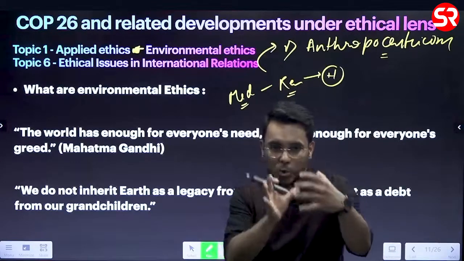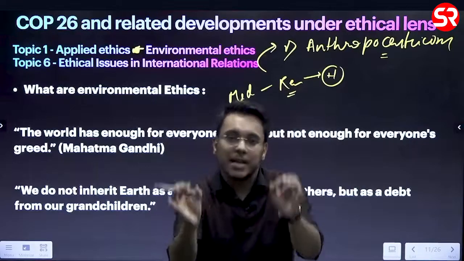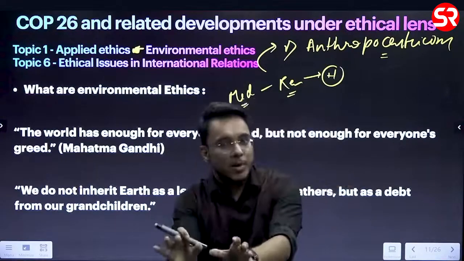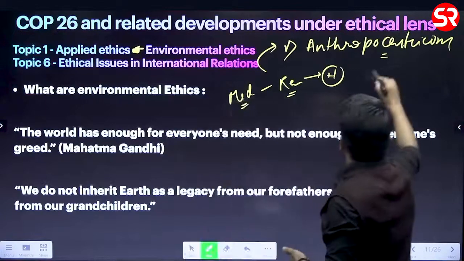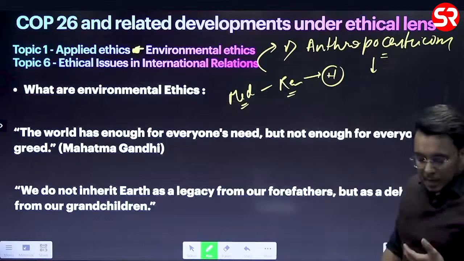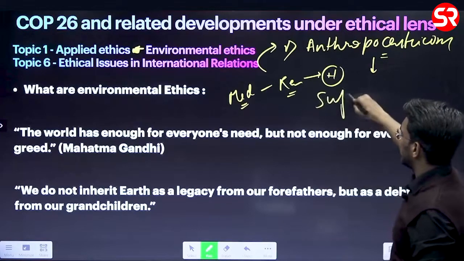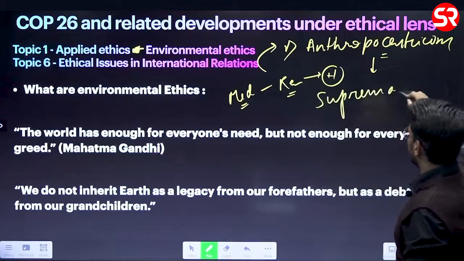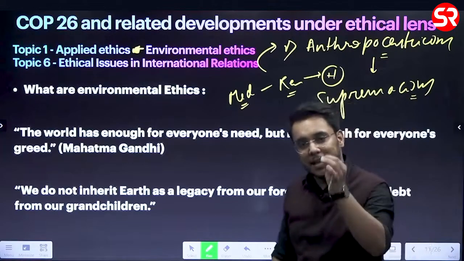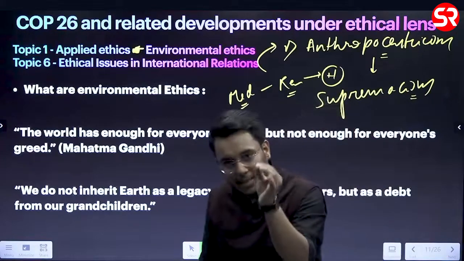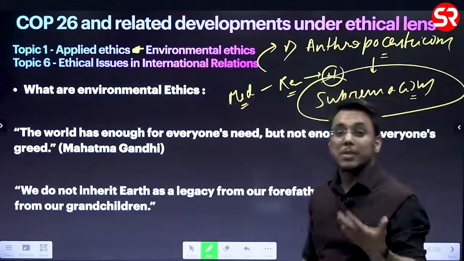Anthropocentrism means that the human is the center of this universe and every activity needs to be taken for the welfare of man. Is that clear? As time passed, along with anthropocentrism, there also came the notion of supremacism. Supremacism means that the human is not only the center of welfare, rather the human is also supreme over all other species.